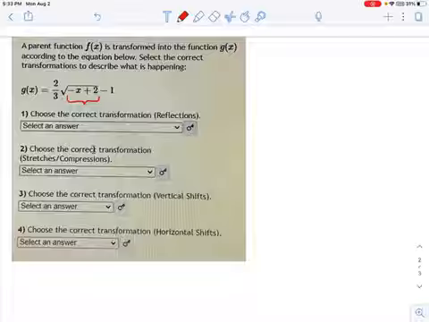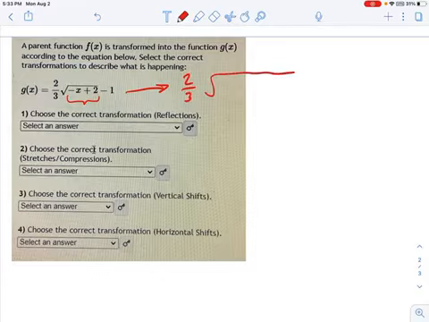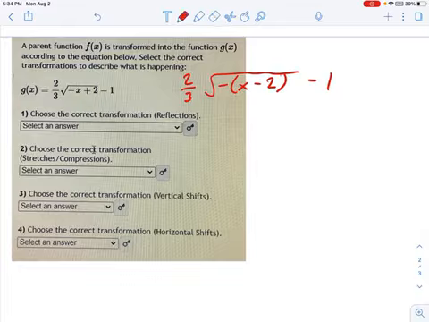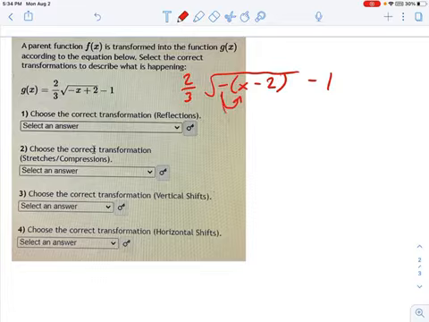Factor out that negative sign. Rewrite this as 2/3 square root of negative, factor out the negative, so we have x minus 2 in parentheses. And then you have that -1 on the outside. What I just did was I showed with an equation that this reflection is hitting both x and the horizontal shift. Okay, the reflection happens on both. So now we can just go through this exactly as before.